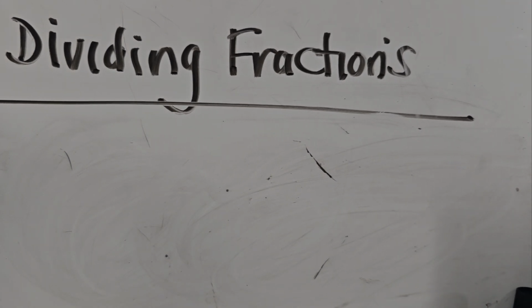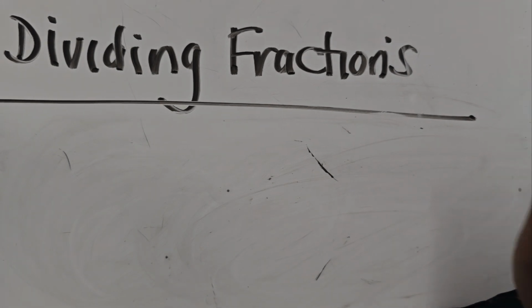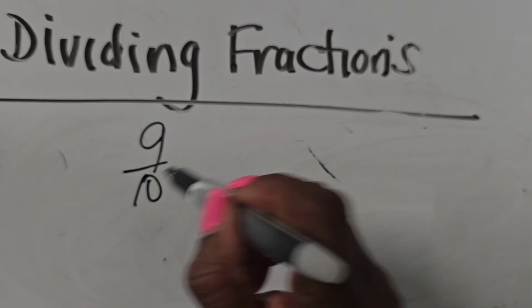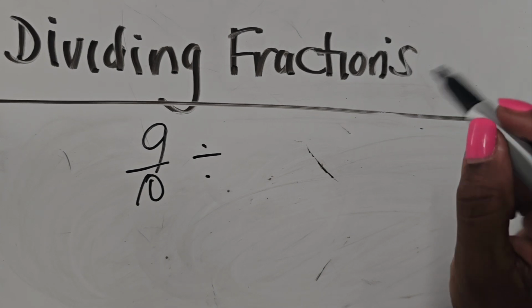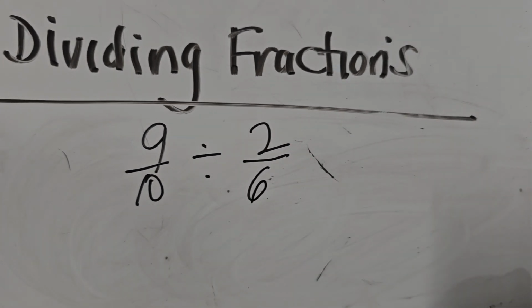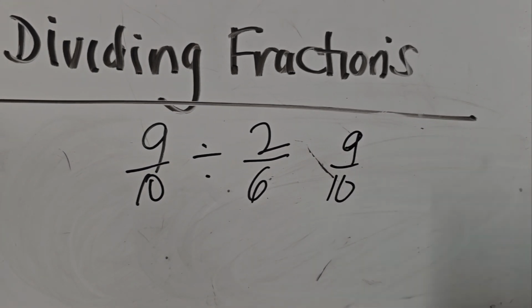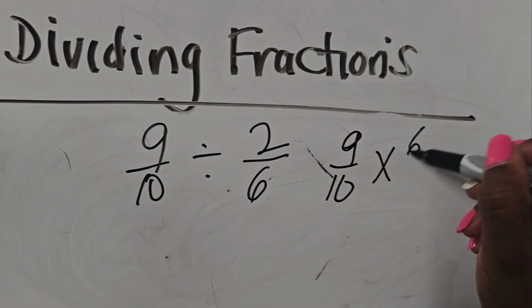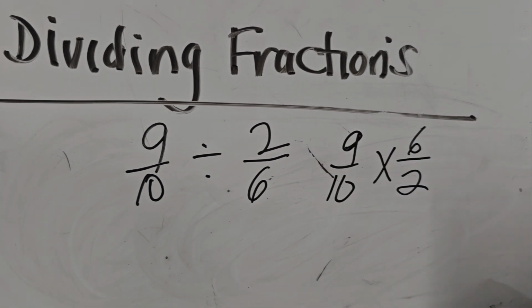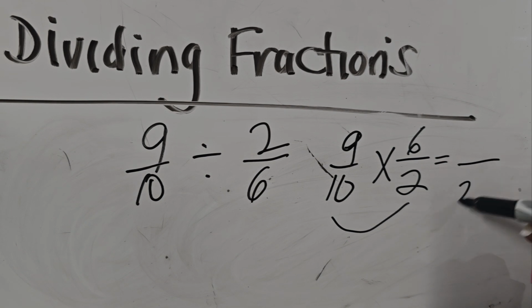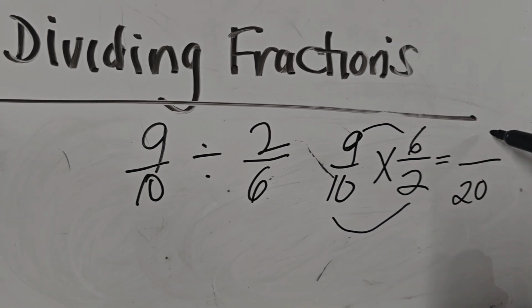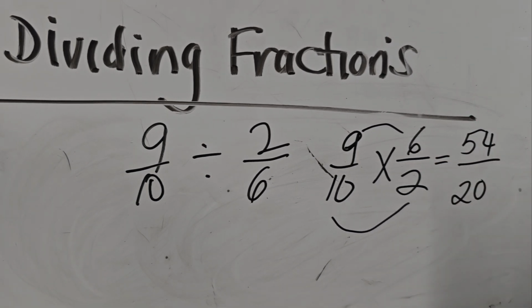All right, let's do one last one, I suppose. I'm going to do 9 over 10. My numbers are getting bigger. Divided by 2 over 6. I know the routine. I keep my 9 over 10. I change my sign to multiply. I flip my second fraction. And I am just about done. 2 times 10 is 20. 9 times 6 is 54. So the answer is 54.